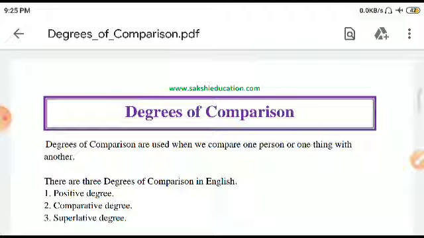Now, degrees of comparison are used when we compare one person or one thing with another. There are three degrees of comparison in English. That is, see, one thing is very clear cut here, that you will be using this only when you are comparing between two or more than two, right? Two or more than two things or persons, right?